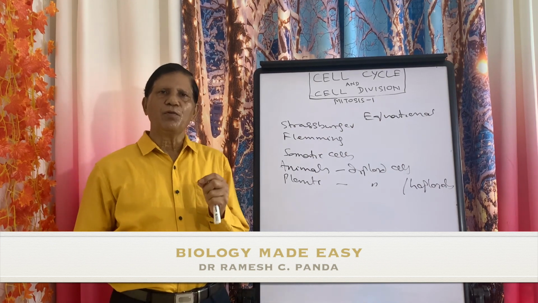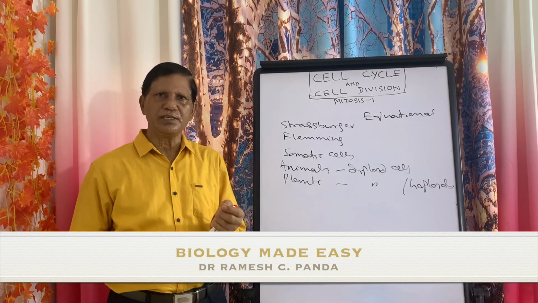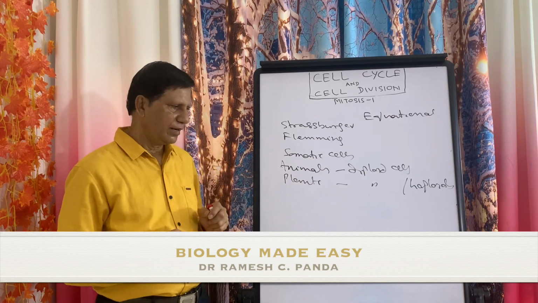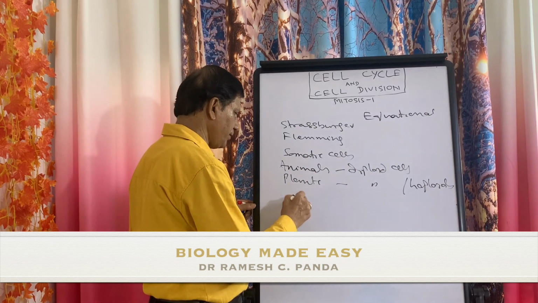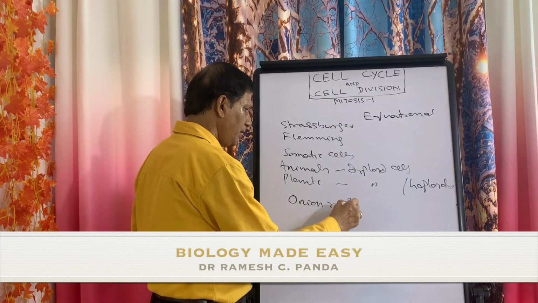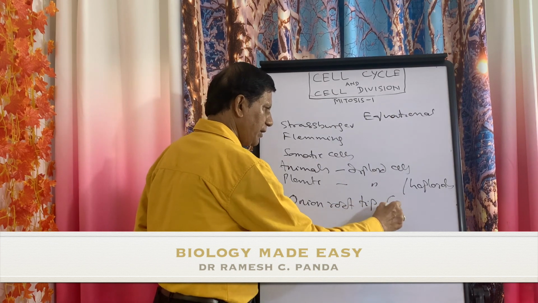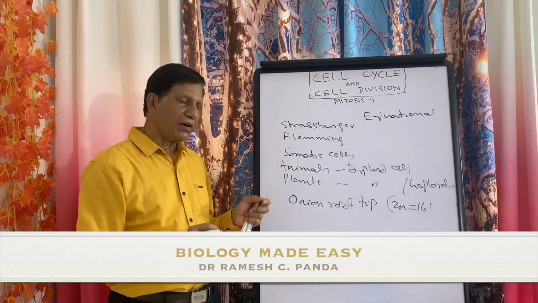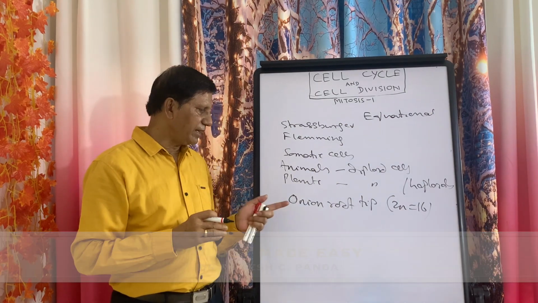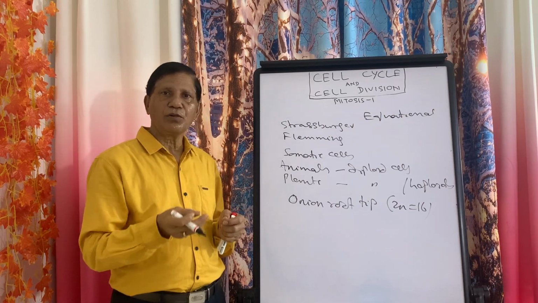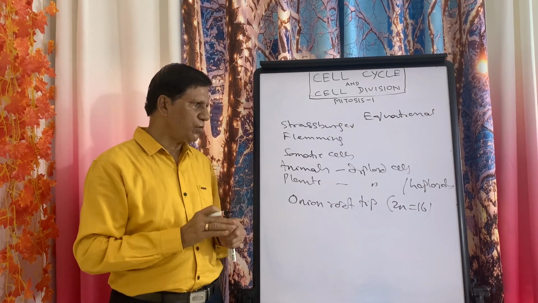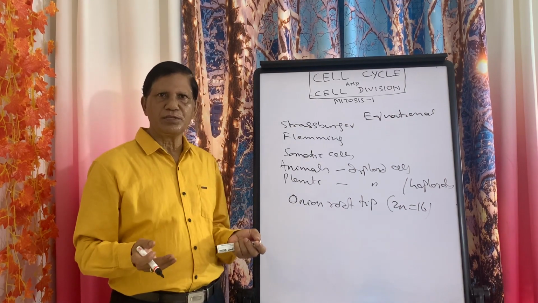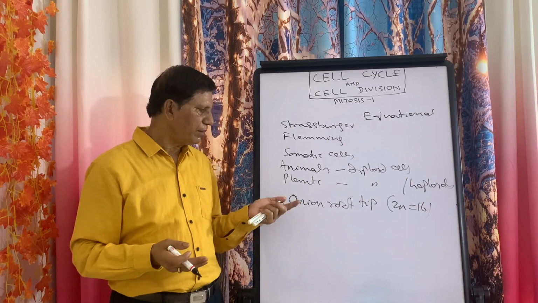Now suppose we want to study mitosis in the classroom, then which is the best material for it? The best material is onion root tip. Because in case of onion there are 2n equal to 16 chromosomes, a very small number of chromosomes. Plant chromosomes are bigger in size. Again, onion comes under monocot, and monocot chromosomes are bigger than dicots. That is why onion root tip is commonly taken for demonstration of mitosis to observe chromosomes during mitosis.